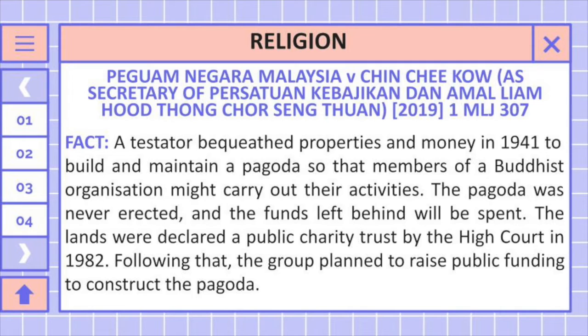This can be seen in the case of Peguam Negara Malaysia and Ching Chi Kor as Secretary of Persatuan Kebajikan dan Amal Liam Hut Tong Chor Seng Tuan, where the facts mentioned that a testator bequeathed properties and money in 1941 to build and maintain a pagoda so that members of a Buddhist organization might carry out their activities. The pagoda was never erected and the funds left behind were never spent. The lands were declared a public charity trust by the High Court in 1982. Following that, the group planned to raise public funding to construct the pagoda.